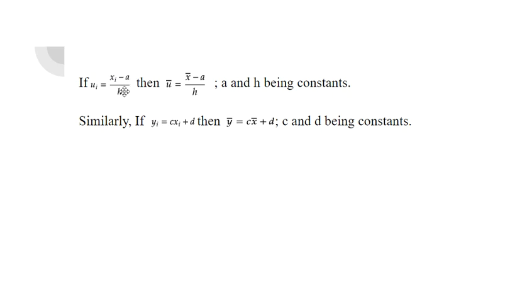In that case we have changed the origin and scale both. So if I want to change only the origin, then what will I do? Simply I will cancel out the h. So how will I cancel out the h? Simply I will take h as 1. So h will get vanished.